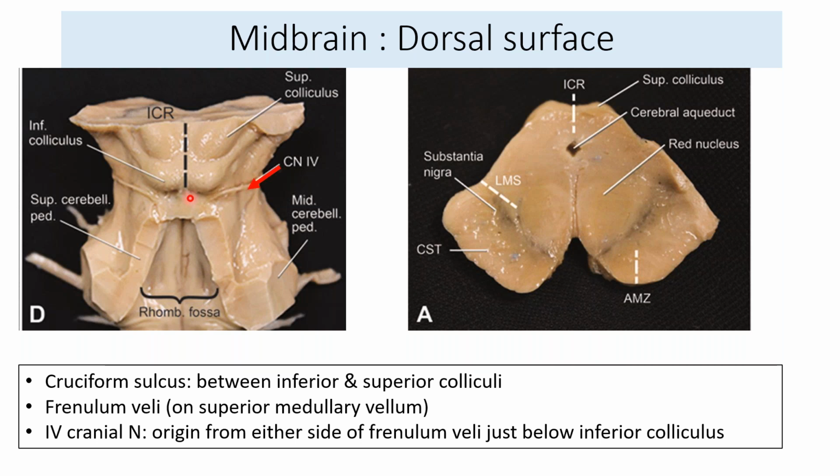And there is a cruciform shaped sulcus between the superior and the inferior colliculi, which is called the cruciform sulcus. So important right here on the dorsal aspect is the origin point of cranial nerve 4, the trochlear nerve, at the level of the inferior colliculus. This nerve's nucleus is there and the nerve is arising on either side of the frenulum veli, which is located at the level of the superior medullary velum, which is right here.